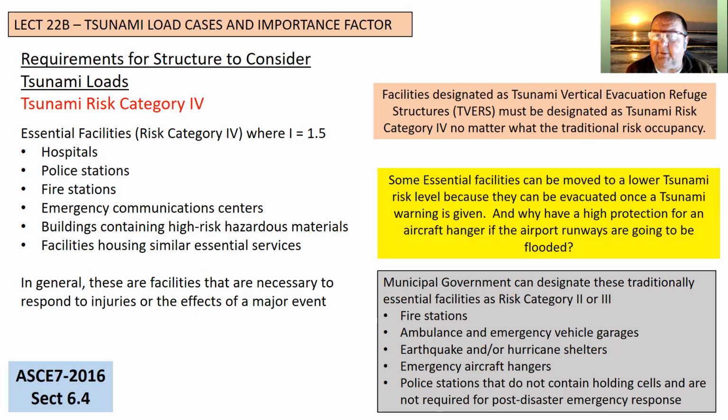The city government does have the ability to designate what would be essentially essential facilities into a lower risk category. This would be based on redundancy. So in other words, if there are several fire stations in an area, perhaps the city can justify that they don't have to have everything at the highest risk category, because there are other facilities that can step in to provide them support.